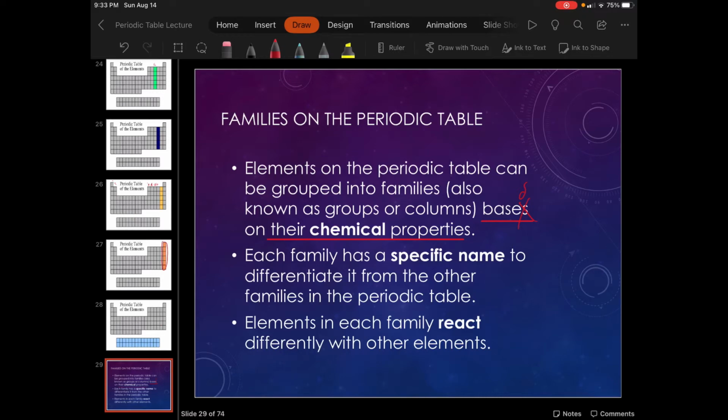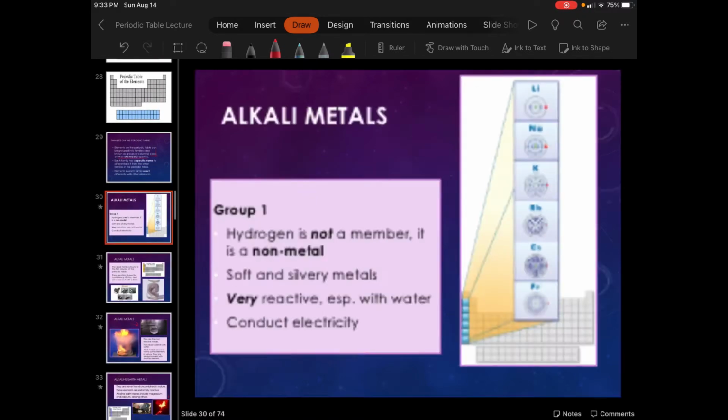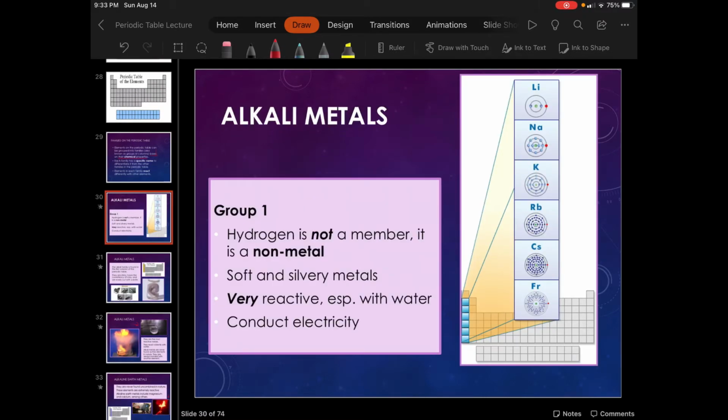The alkali metals, that's going to be in group one. Hydrogen is not a member of it. It is a non-metal. The rest of group one are soft silvery metals. They're very reactive, and you can just kind of guess based on which group they're in why they're so highly reactive. But they're really highly active, reactive with water.